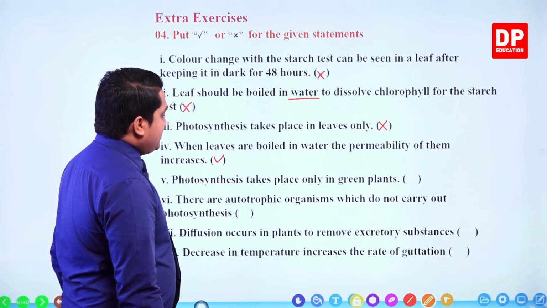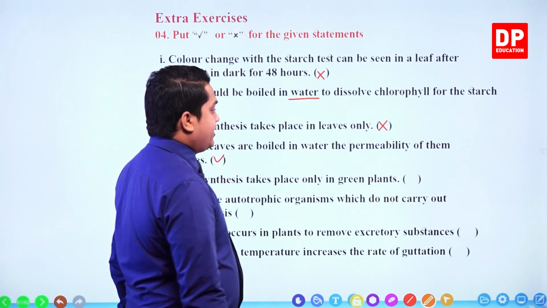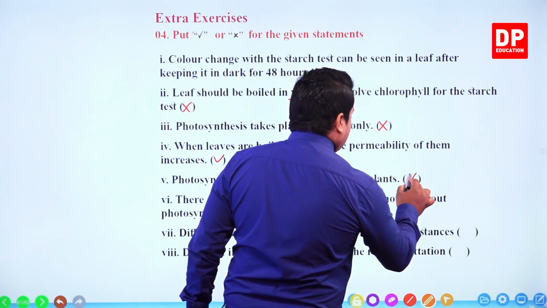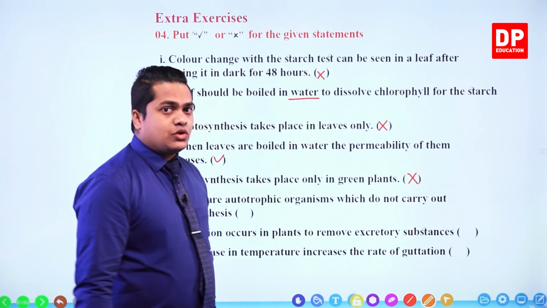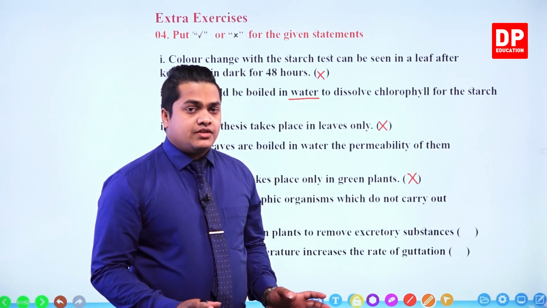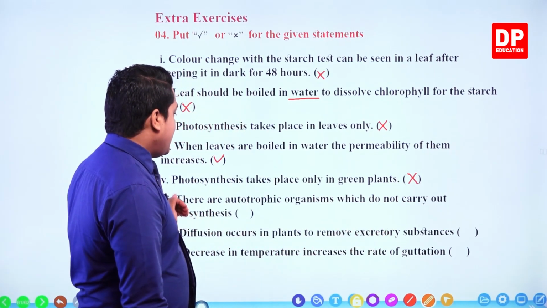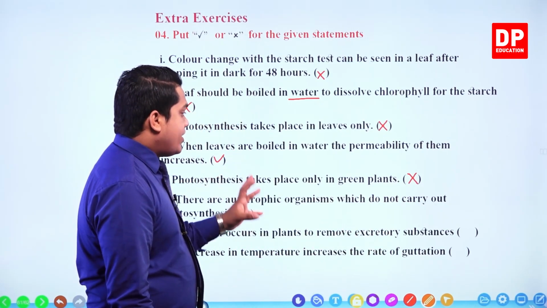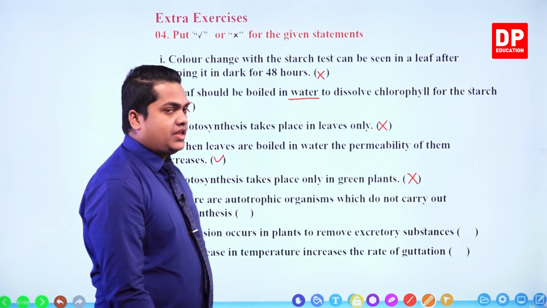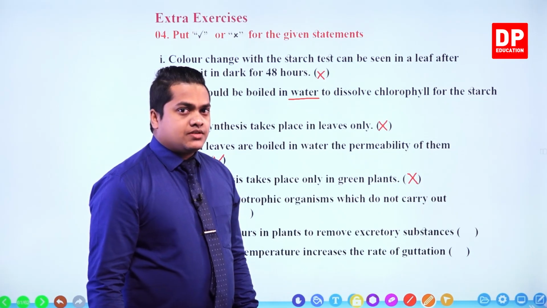Next one, photosynthesis takes place only in green plants. Once again incorrect. I told you that algae, green algae, is also going to perform photosynthesis. So therefore, my dear children, this is also incorrect. See, they are saying that photosynthesis takes place only in green plants. Incorrect. It's not going to happen only in green plants.